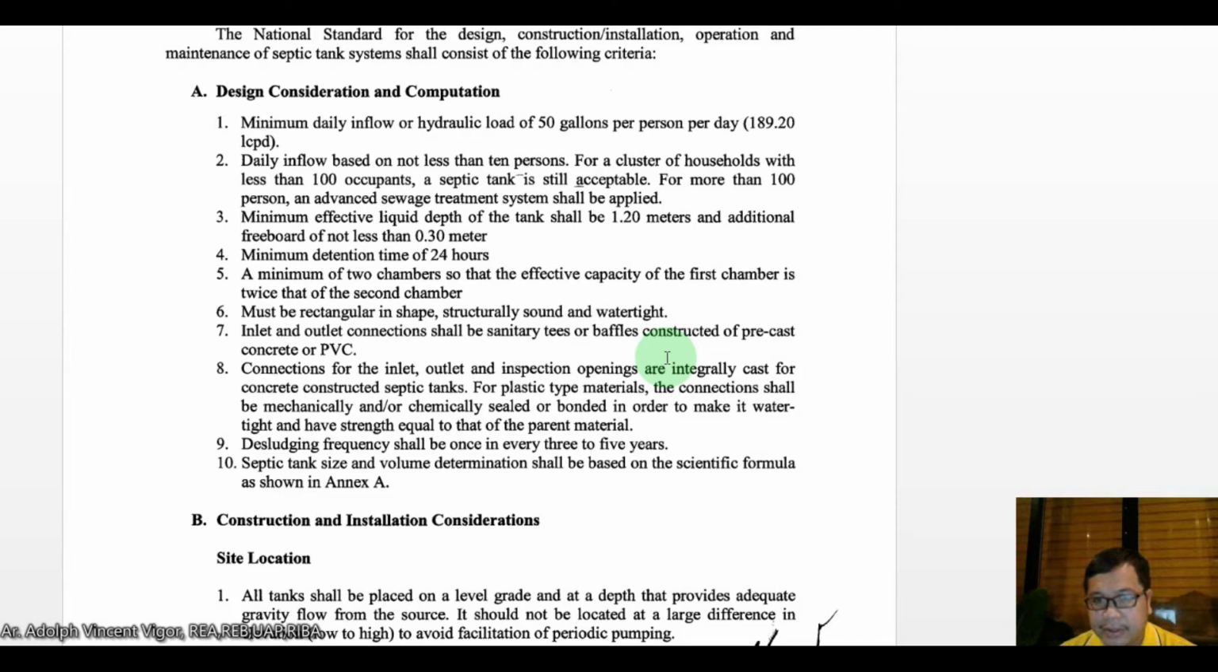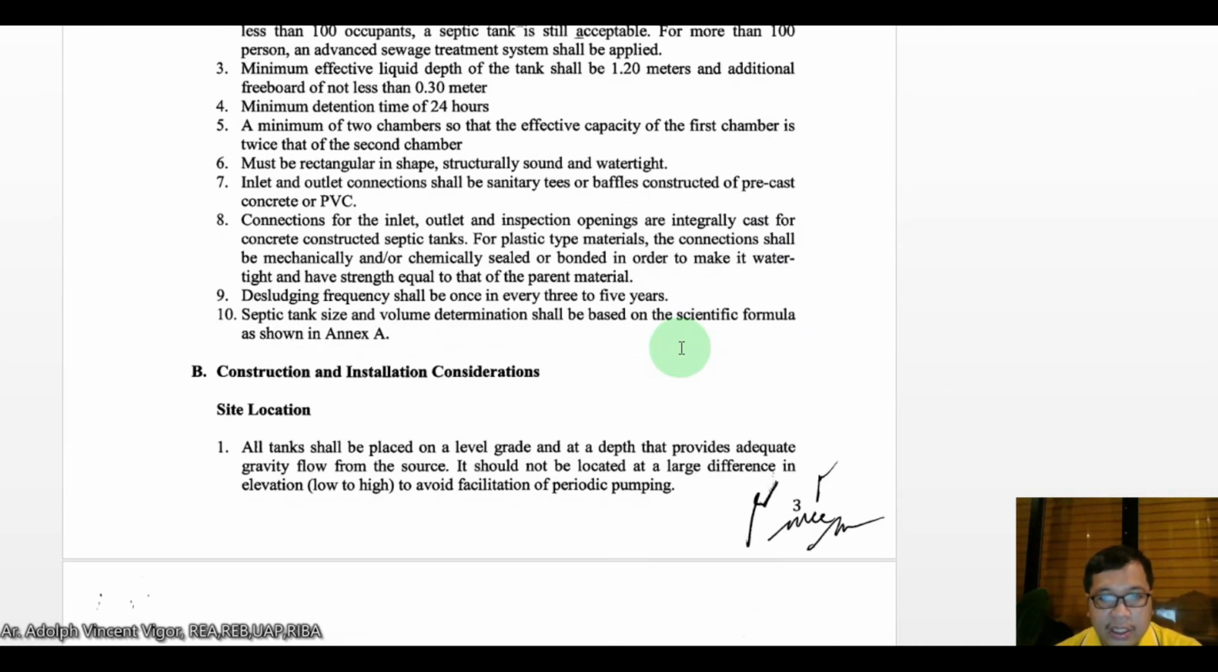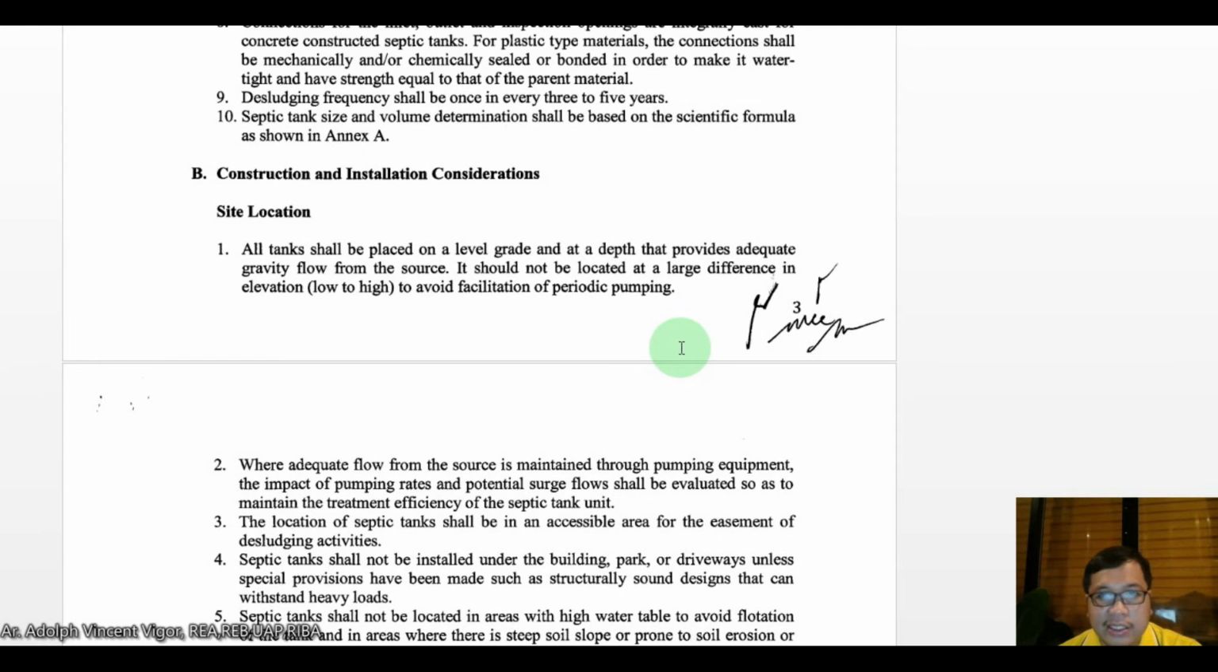So we have an Annex A here. I think our time is not enough for me to show you everything, so I'm just going to upload this document in our group page. Then let's look at the construction and installation, because this is also important.